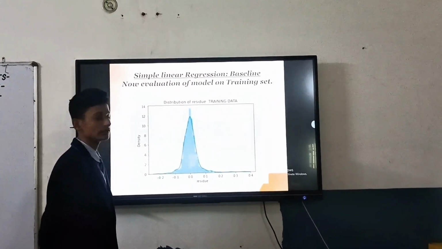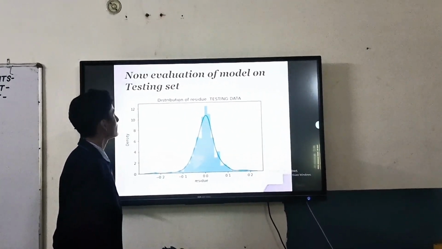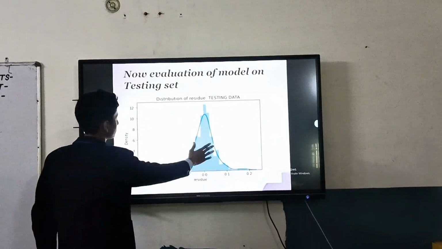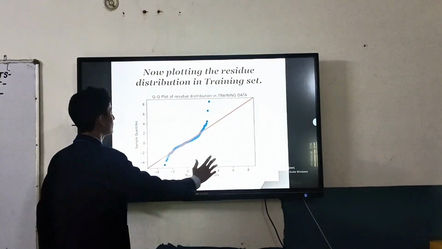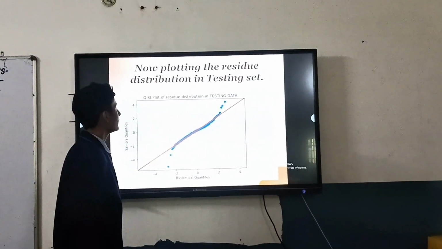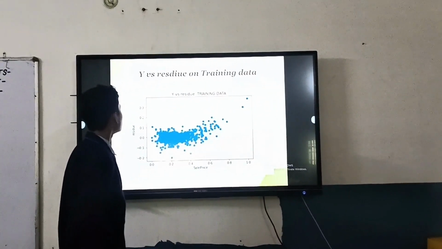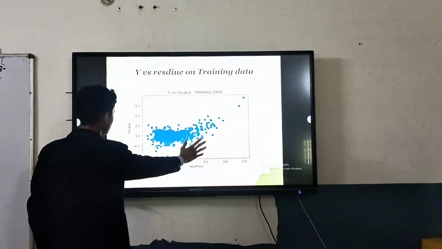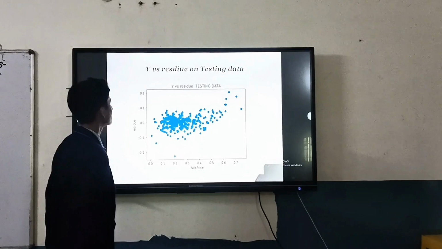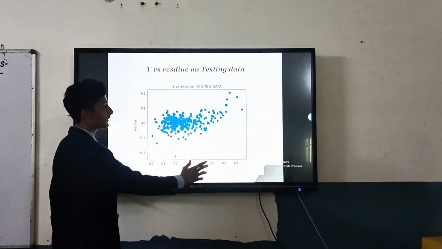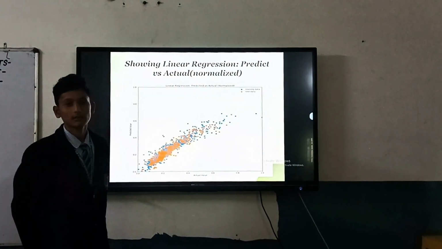This slide represents a simple linear regression. This slide represents the evaluation of the model on the testing set. This slide represents the residual distribution in the training set. This slide represents the residual distribution in the testing set. This slide represents the residual versus Y on training data, by plotting the graph between residual and sale price. This slide represents the residual versus Y on testing data, by plotting the graph between residual and sale price. Now I would like to call Kumar to explain further.